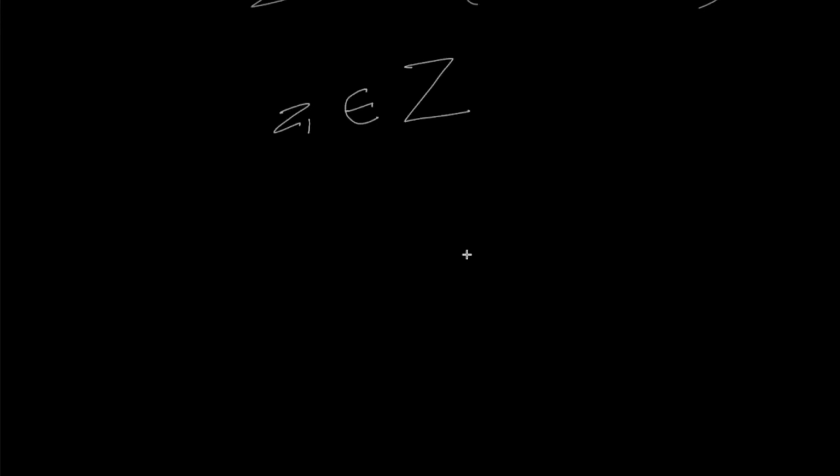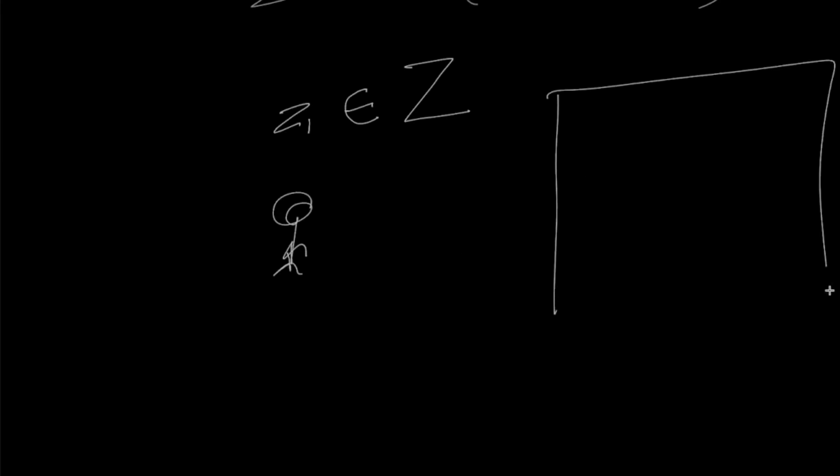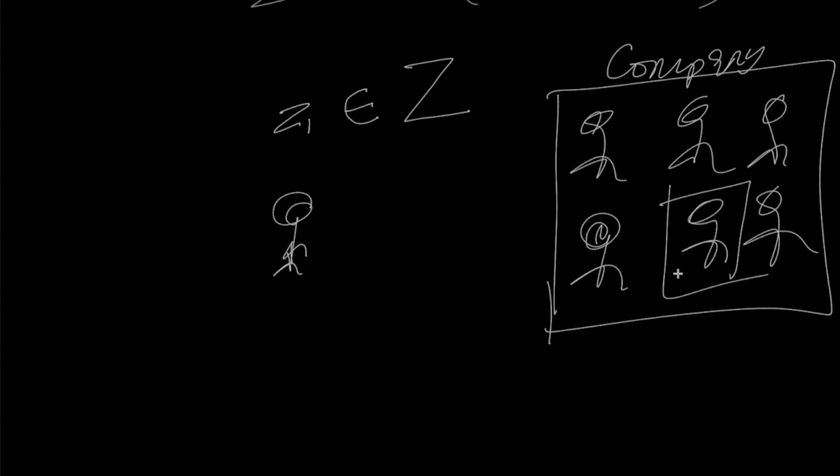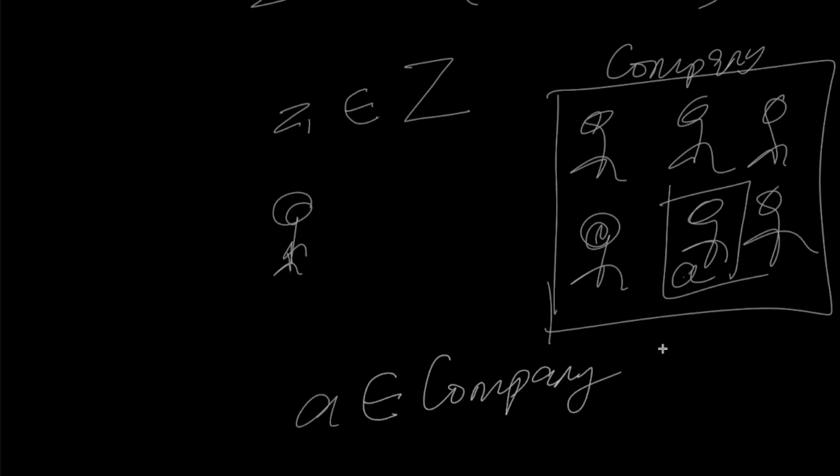Okay? Assume you are working in a company. You are here, and your company has many people working with it. And you are here. Let's call you A. We can say A is an element of the company. This is a small letter. This now, you see, is a capital letter.